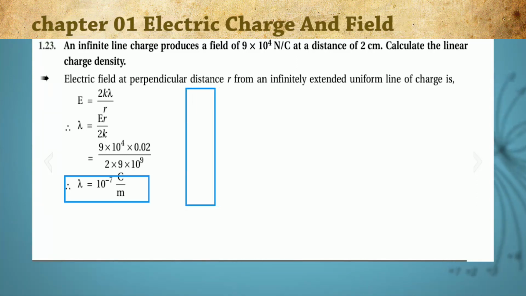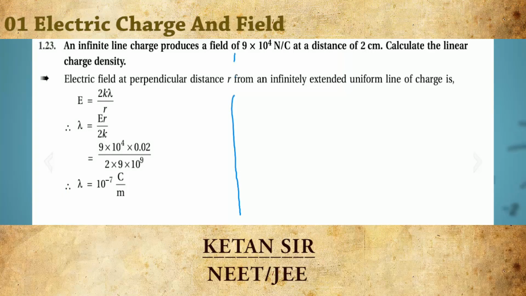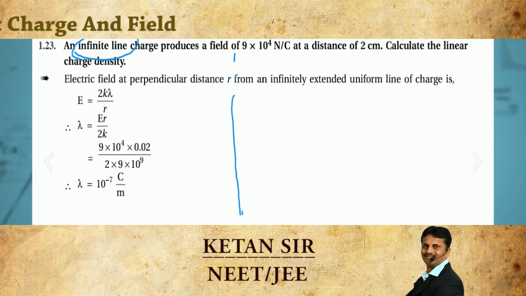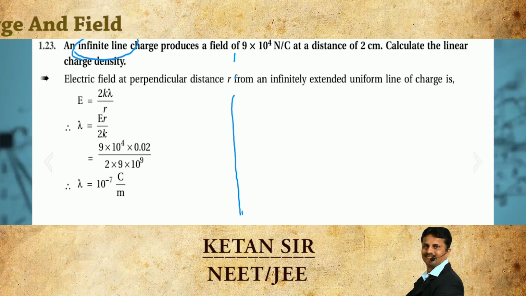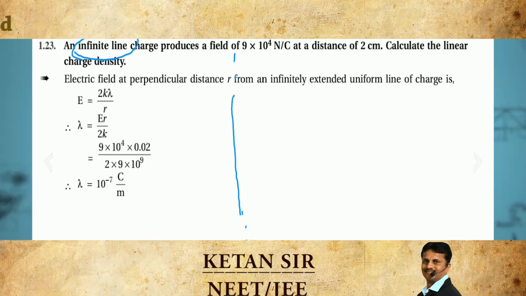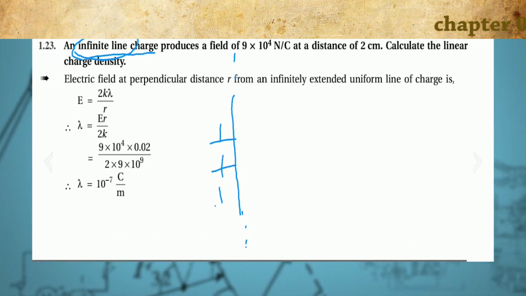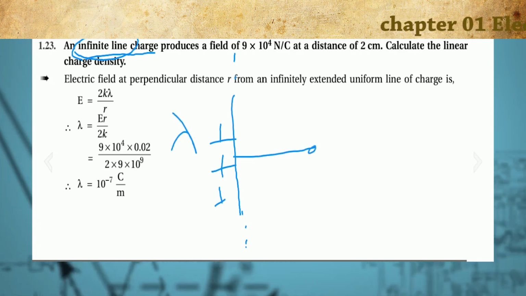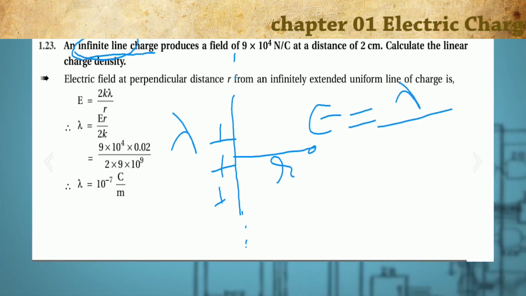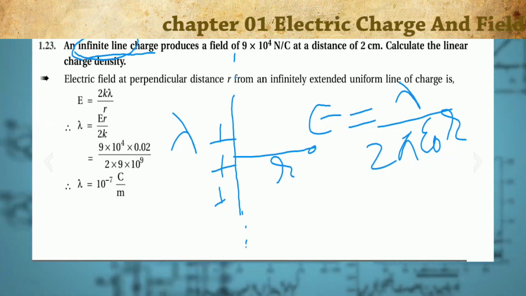Here the wire is of infinite length. This is absolutely necessary, because if the length is not infinite, then the formula will be different. Therefore, remember carefully that an infinitely long wire of linear charge density lambda produces an electric field E at a distance r given by lambda upon 2 pi epsilon 0 r. It's a very simple question.